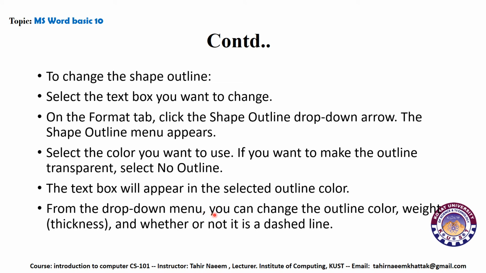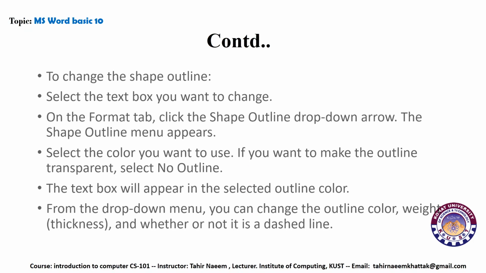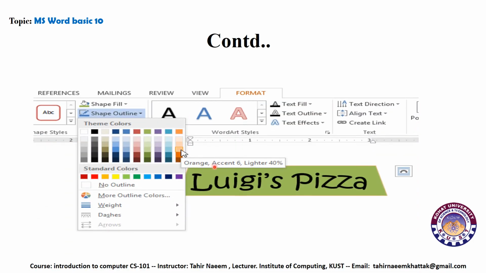From the drop down menu, you can also change the outline color, weight, thickness, and whether or not it should be dashed line. So here, as you can see, we can also check out no color, no outline, or weight or design.